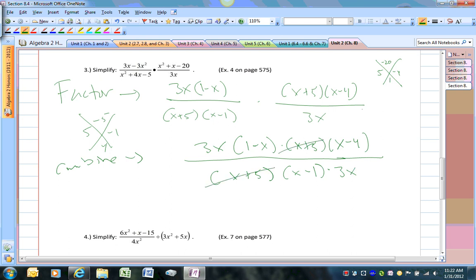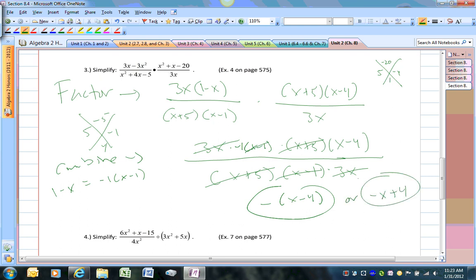So these go away, and these go away, and these actually go away too. But you gotta leave behind a negative 1. The reason why is because 1 minus x equals negative 1 times x minus 1. So if I were to rewrite 1 minus x, make it times negative 1 times x minus 1, then we're okay. So the answer would be negative of x minus 4, or you can express your answer like this. Either way, I'll accept it.